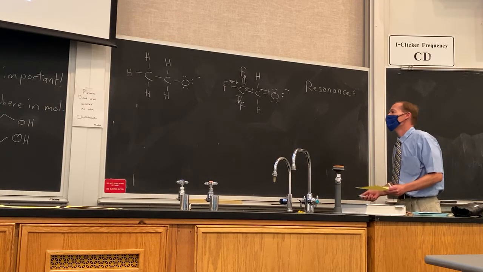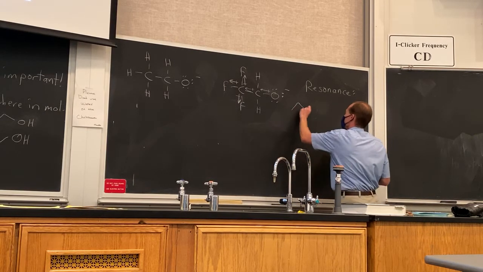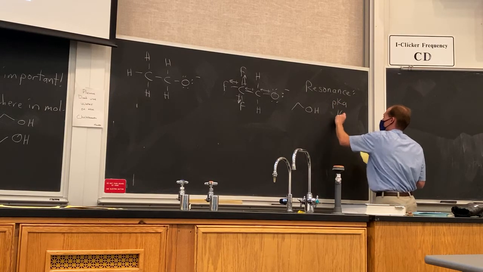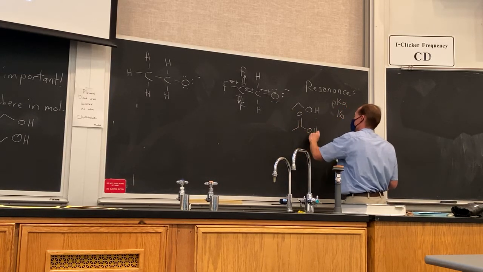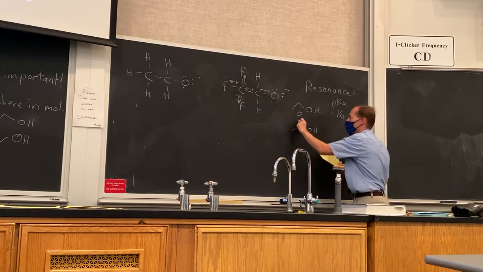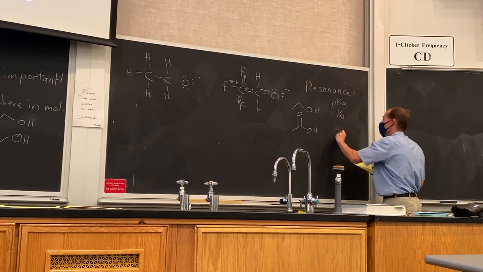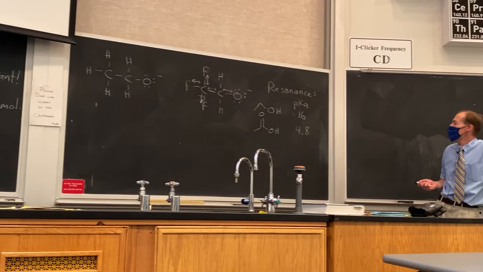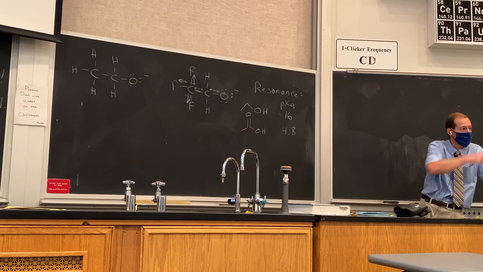So let's compare, we'll use ethanol again. Ethanol, we already know its pKa is 16. Let's compare it to acetic acid. As its name suggests, it is acidic. It's significantly more acidic than ethanol, with a pKa of 4.8. Who would like to raise their hand and explain why acetic acid is significantly more acidic than ethanol? Okay, Minnie?